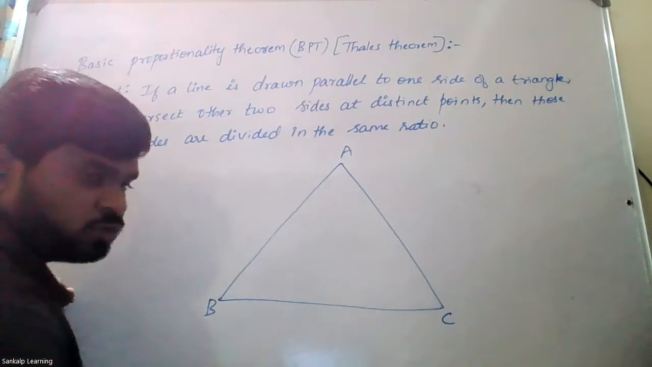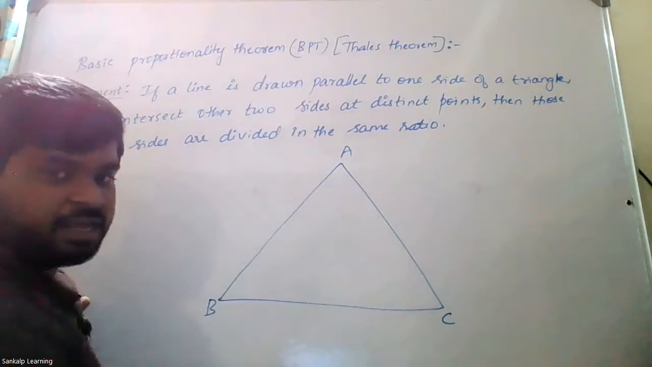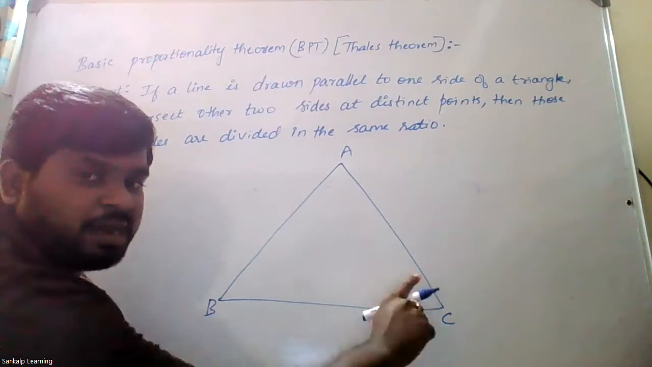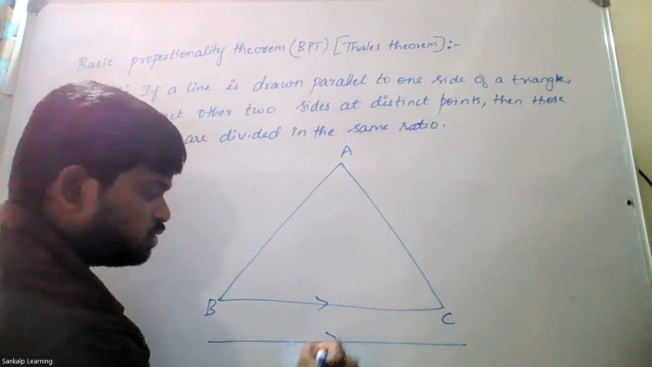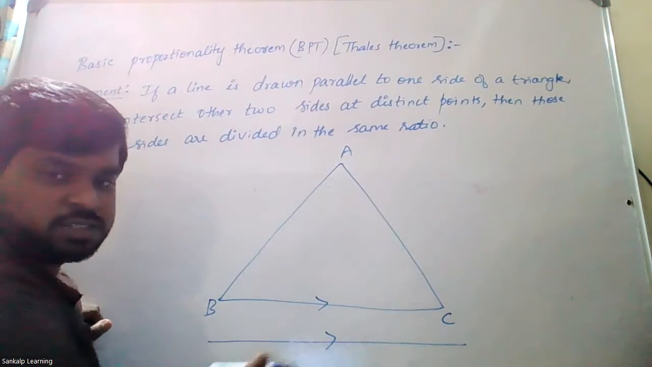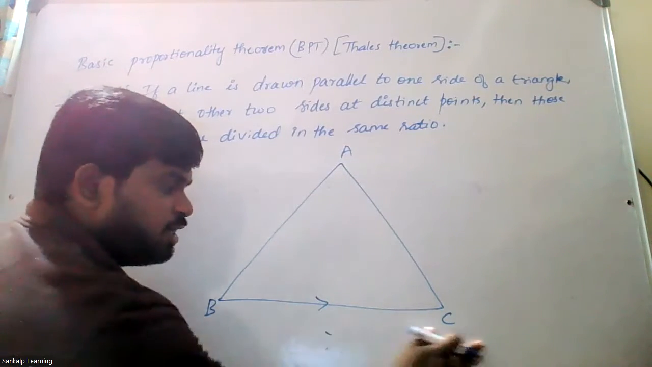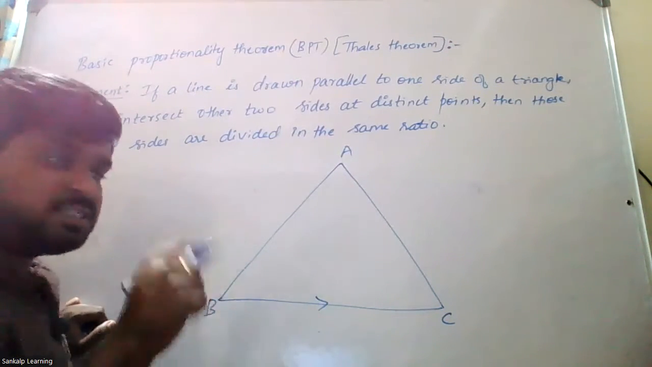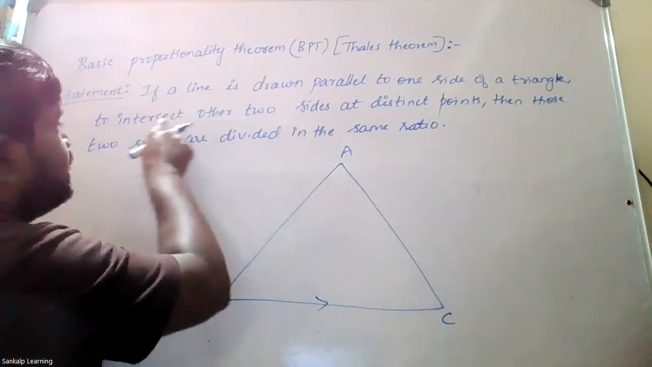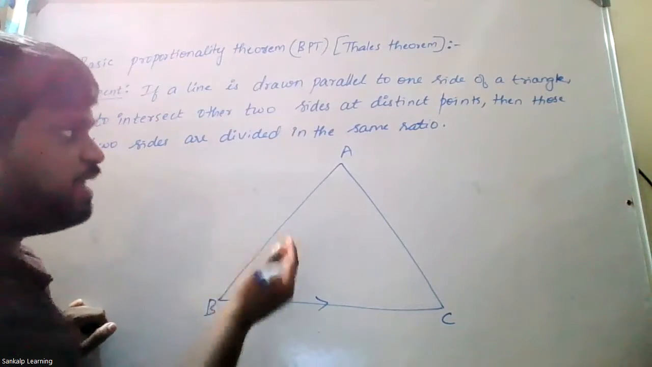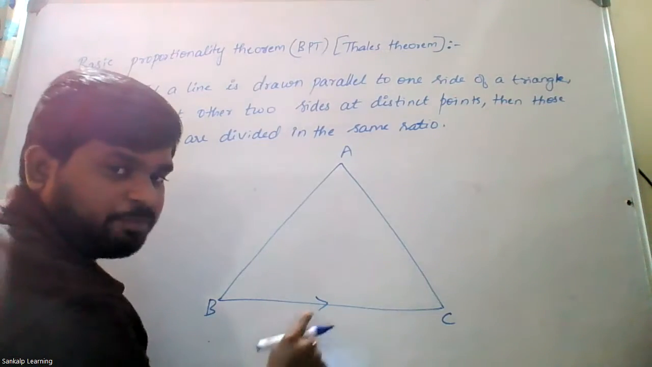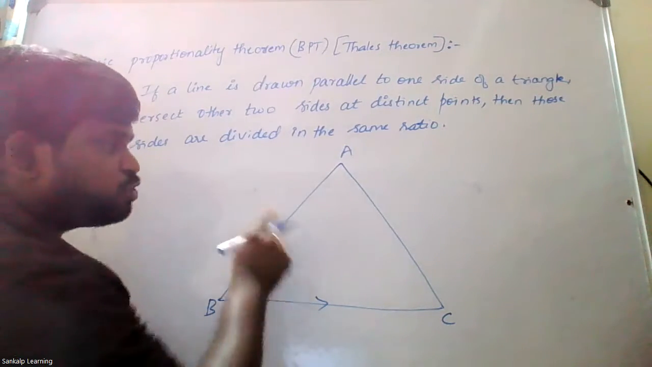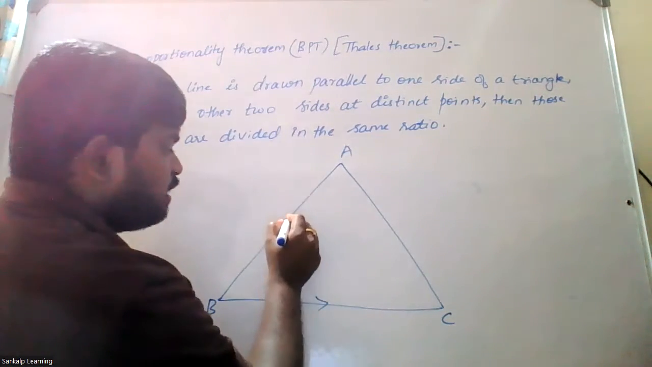Meaning, suppose we take this side. If I want to draw a line parallel to this, I can also draw below it, isn't it? But they have very clearly mentioned that you should draw a line in such a way that it should meet the other two sides at distinct points. If I am drawing a line parallel to this, that line should meet the other two sides at distinct points.